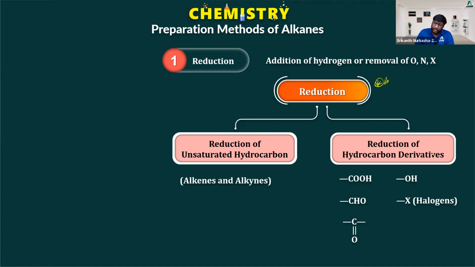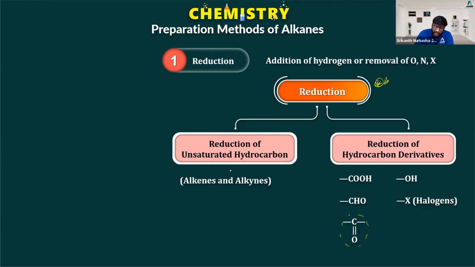Okay, and reduction of hydrocarbon derivatives like COOH, OH, CHO, X, C double bond O. Can anyone remember how the C double bond O group can be directly converted to CH2? Any reactions you remember? C double bond O has to directly convert to CH2 means we have two reactions: Wolff-Kishner reduction and Clemmensen reduction. We'll discuss all those. So using reduction, you can actually form the respective alkanes.